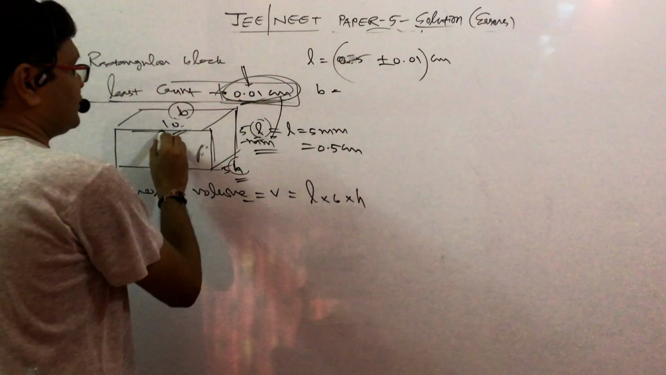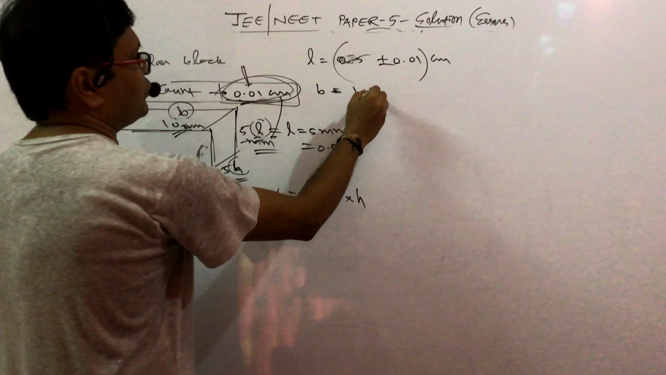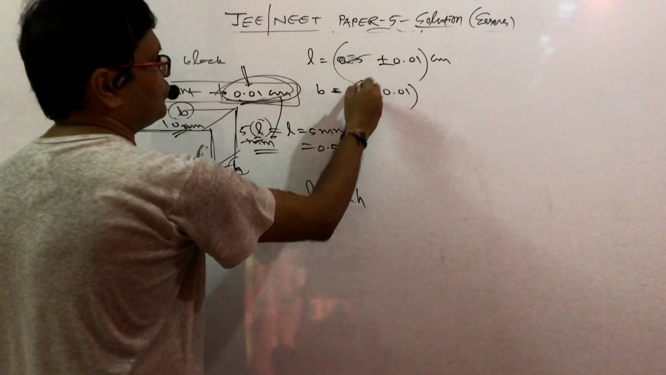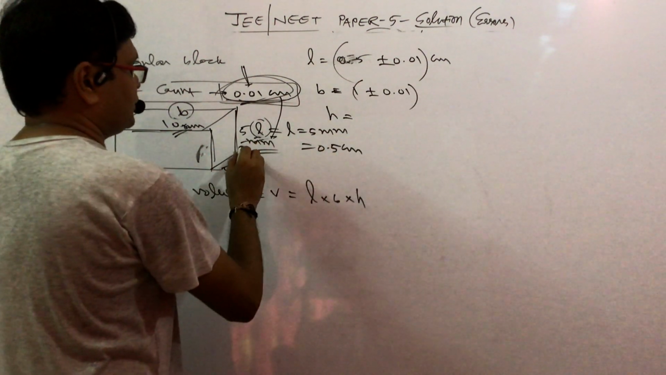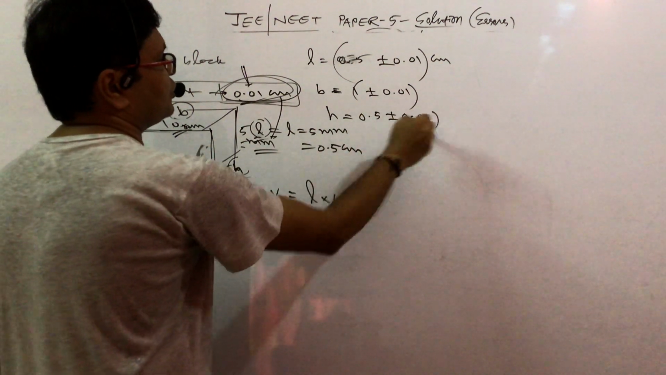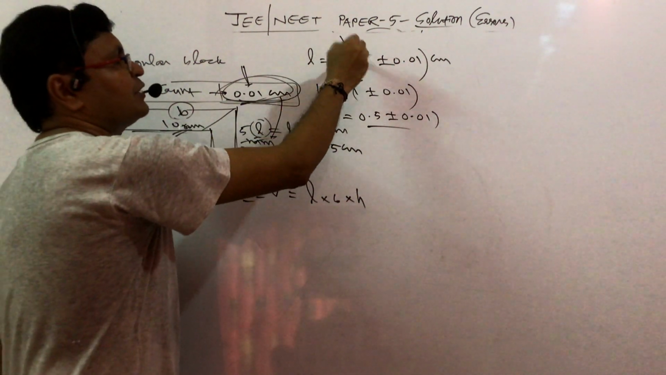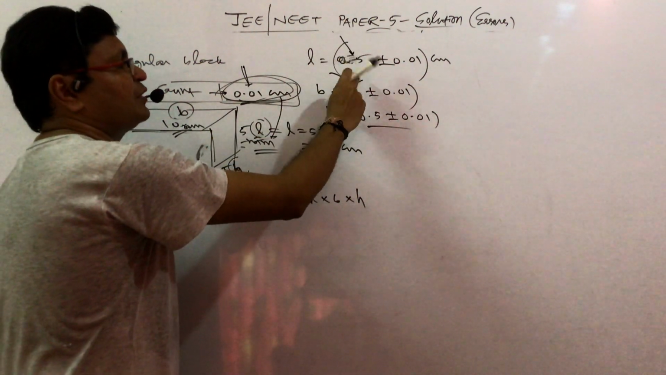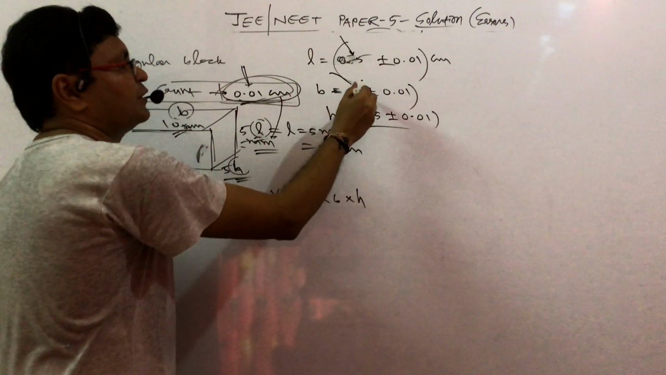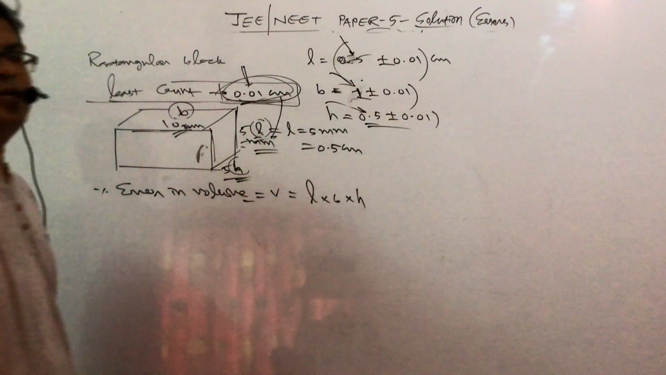चलो ये आ गया. Similarly, we would like to find B. What is your breadth? It is 10 mm. So 10 mm यानी 1 centimeter. So 1 plus or minus 0.01. H, it is once again 5 mm. So 0.5 plus or minus 0.01. Okay, what we have done here? Length mm में से centimeter में, breadth mm में से centimeter में जो already है 1, and height already you can see that mm to centimeter.